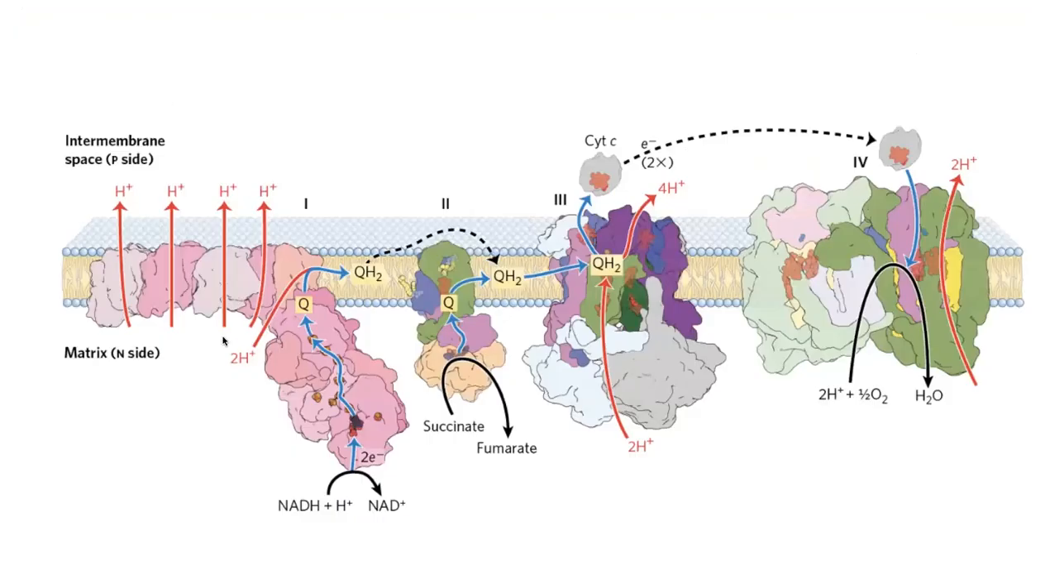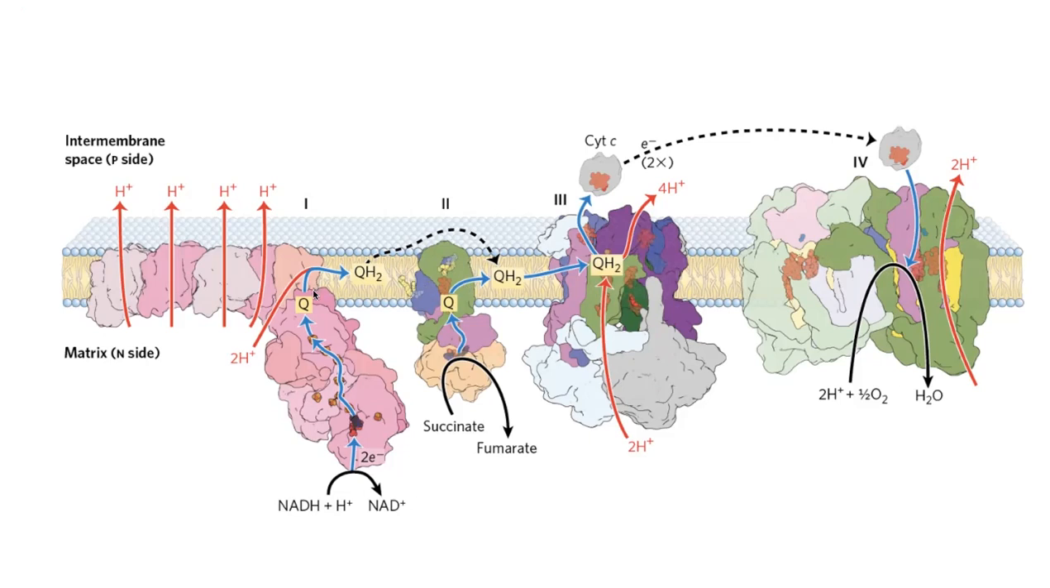All right, so we've got these 4 complexes, and really complex 2, we can take that out and it wouldn't matter. It would matter in terms of our final yield. But complex 2 is really just an alternative way to give electrons to Q.